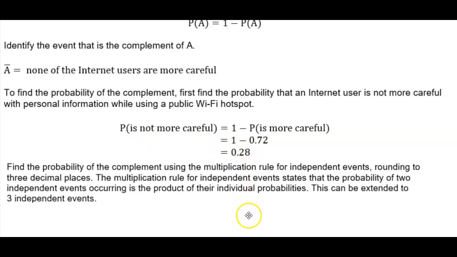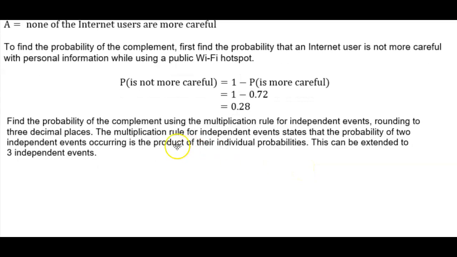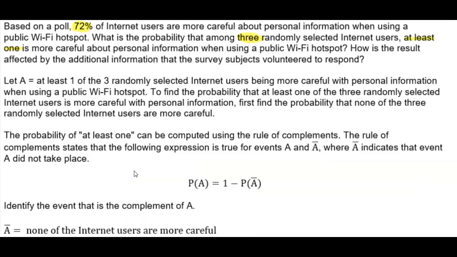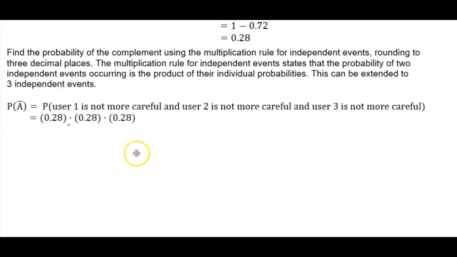Now what we want to do is find the probability of the complement using the multiplication rule for independent events, rounding to 3 decimal places. The multiplication rule for independent events states that the probability of 2 independent events occurring is the product of their individual probabilities. This can be extended to 3 independent events. Now again, we're looking for 3 random up here where it says 3 randomly selected internet users. So the probability of the complement of A is equal to the probability of user 1 is not more careful, and user 2 is not more careful, and user 3 is not more careful.